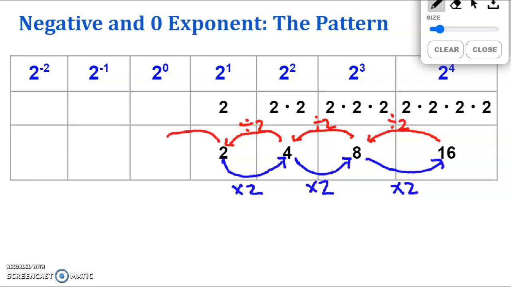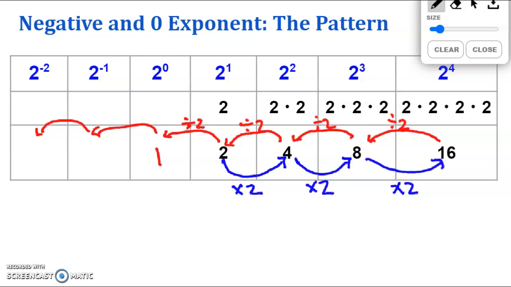Then let's continue this pattern to figure out what the answer should be. So we can divide by 2. What's 2 divided by 2? 2 divided by 2 is just 1. This tells me that 2 to the power of 0 is 1.